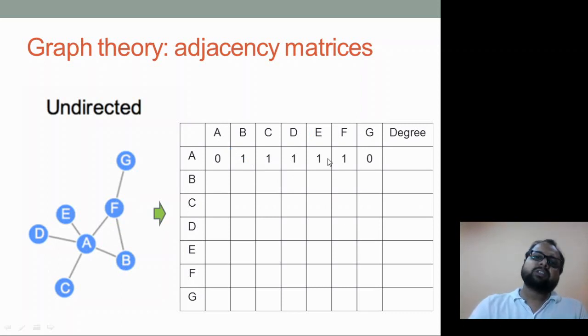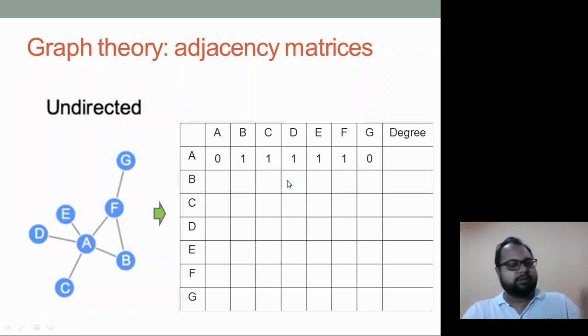The second step is you have to fill up this matrix. If you remember the first point, to fill up the matrix, you have to give the numerical value of the edges. A with A will always be 0. A with B has a connection, so it's 1. A with C, does it have a connection? Yes, so that's why 1. A with D, does it have a connection? Yes, so it's 1. A with E, does it have a connection? Yes, so it's 1. A with F, does it have a connection?